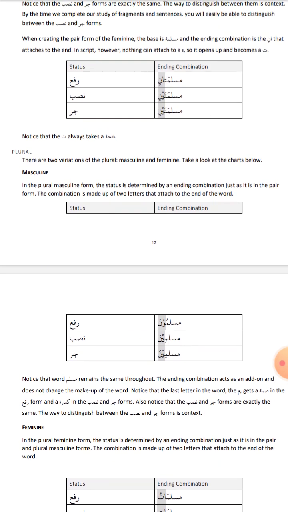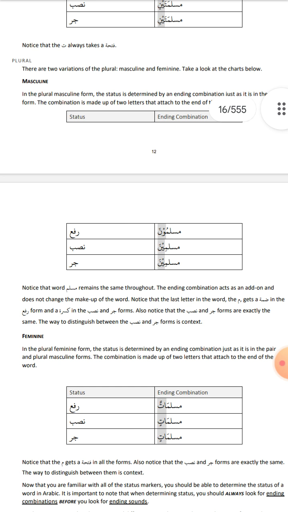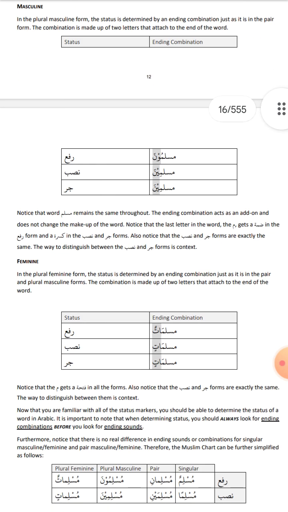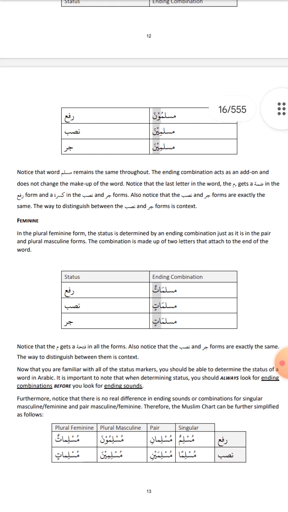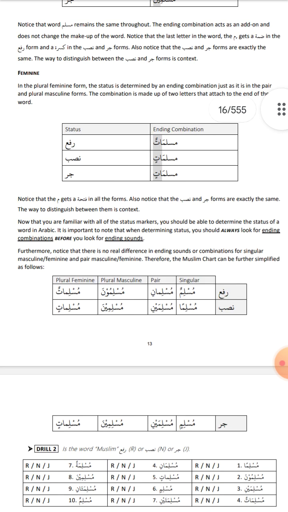Plural. There are two variations of the plural, masculine and feminine. Take a look at the charts below. Masculine. In the plural masculine form, the status is determined by an ending combination, just as it is in the pair form. The combination is made up of two letters that attach to the end of the word. Status ending combination. Rafa, nasb, jar: muslimuna, muslimina, muslimina. Notice the word Muslim remains the same throughout. The ending combination acts as an add-on and does not change the makeup of the word. Notice that the last letter in the word, the meem, gets a damma in the rafa form and a kasra in the nasb and jar forms. Also notice that the nasb and jar forms are exactly the same. The way to distinguish between the nasb and jar forms is context.